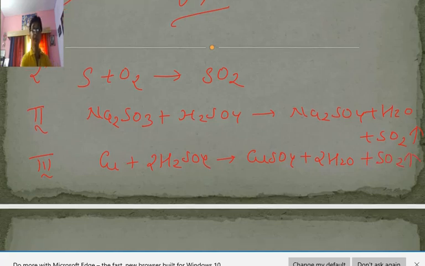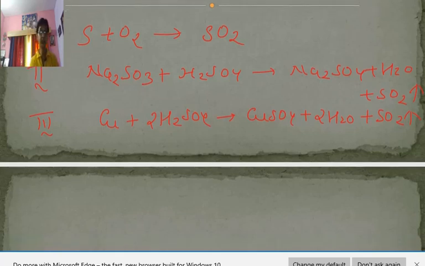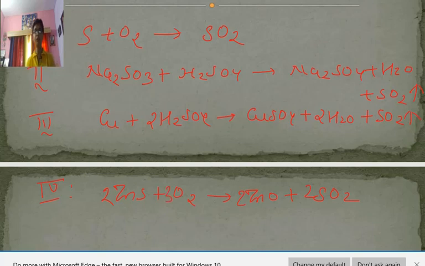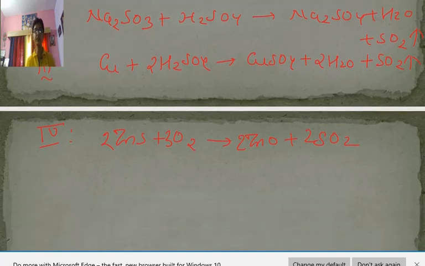Number 4, preparation of sulfur dioxide for industrial purposes. All sulfide ores during the roasting process, which involves calcination and roasting, release sulfur dioxide. 2ZnS plus 3O2 gives 2ZnO plus 2SO2.